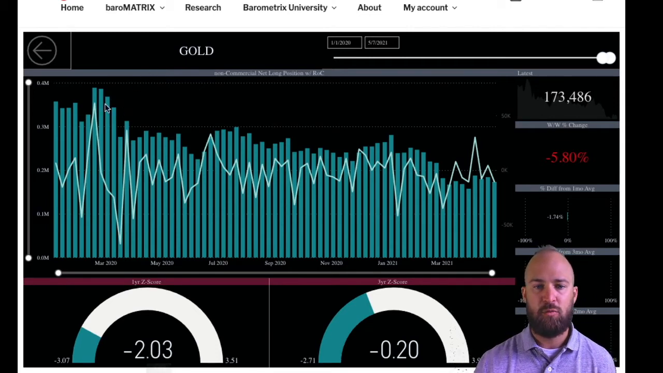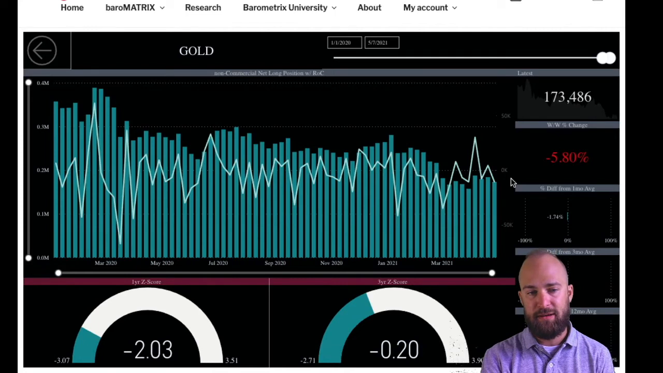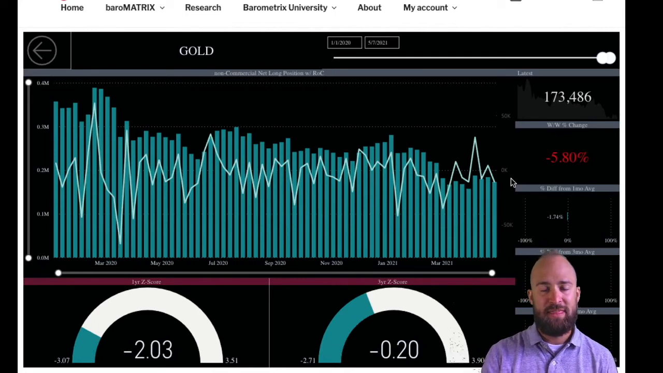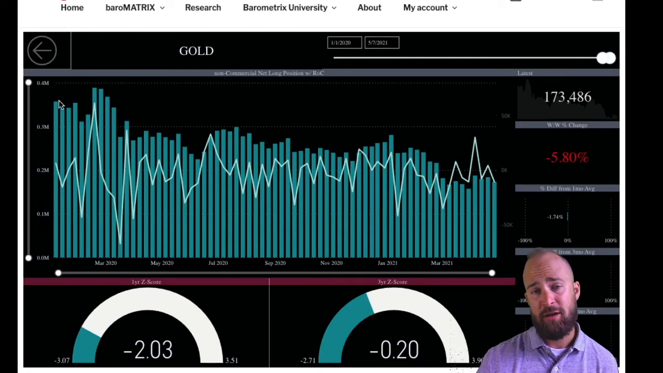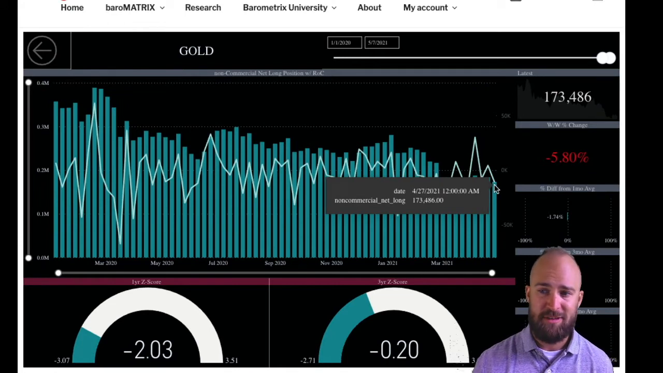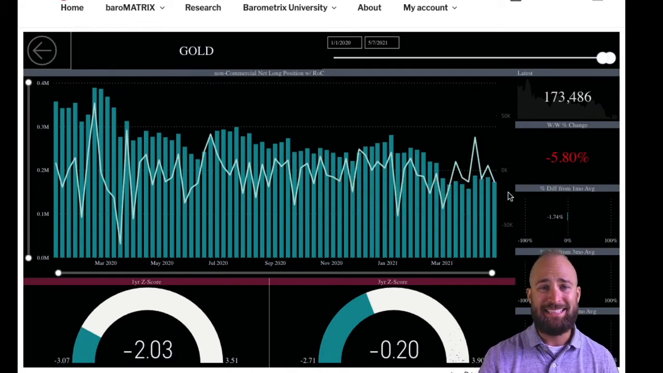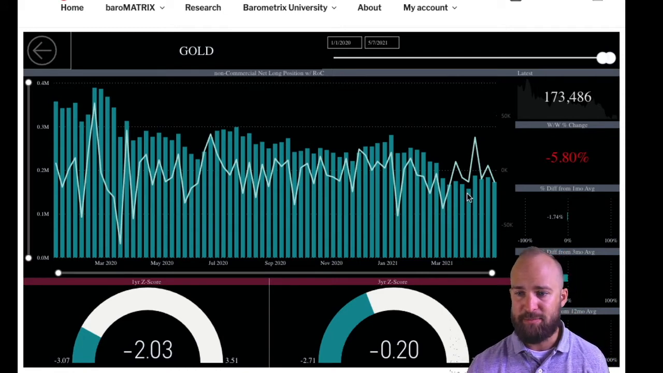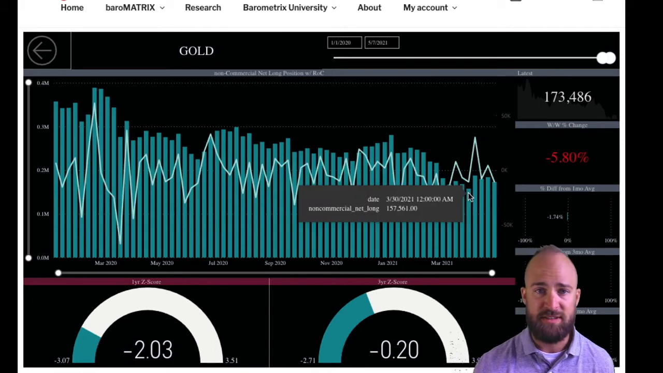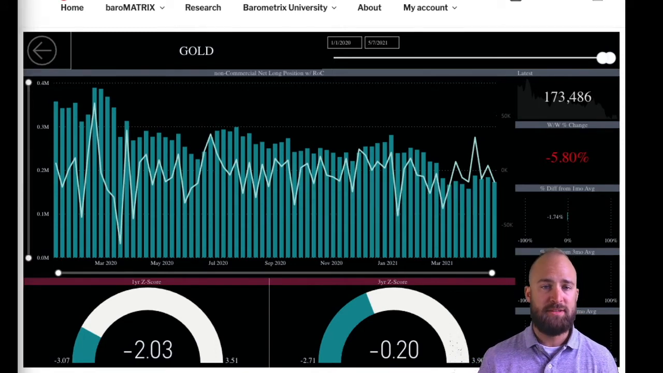But oddly enough, we see that the net long number itself is positive. So what's important to remember about these Z-scores is they don't necessarily tell you that there's an extreme net short position. It tells you that we're at an extreme low relative to where we've been, in this case, over the last year, right? So while the net long position is still positive, indicating that the market is more long than short, with a current reading of 173,486, that's actually the least net long that it's been in 1 year, or at least close to it, right? A couple weeks back, we got as low as 157,000. So we're at an extreme low relative to where we've been the last year.